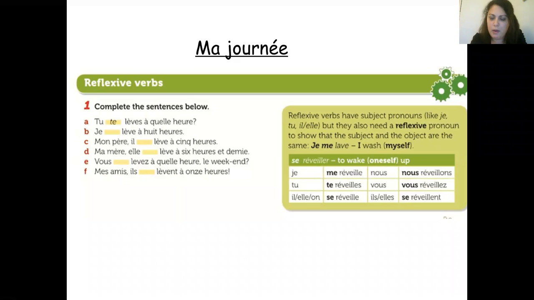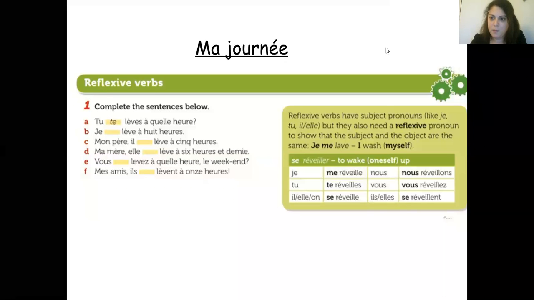Okay. And to help you out, there's a table there that just recaps which pronouns to use for which subject pronoun. So, je me réveille, tu te réveilles, il, elle se réveille, nous nous réveillons, vous vous réveillez, il, elle se réveille. Okay, so I'm going to ask you to write down the 5 sentences that remain, and to select the correct reflexive pronoun before each verb. So pause this video, write the sentences, and select the correct reflexive pronoun. Thank you. Okay, so please take a red pen for correction.